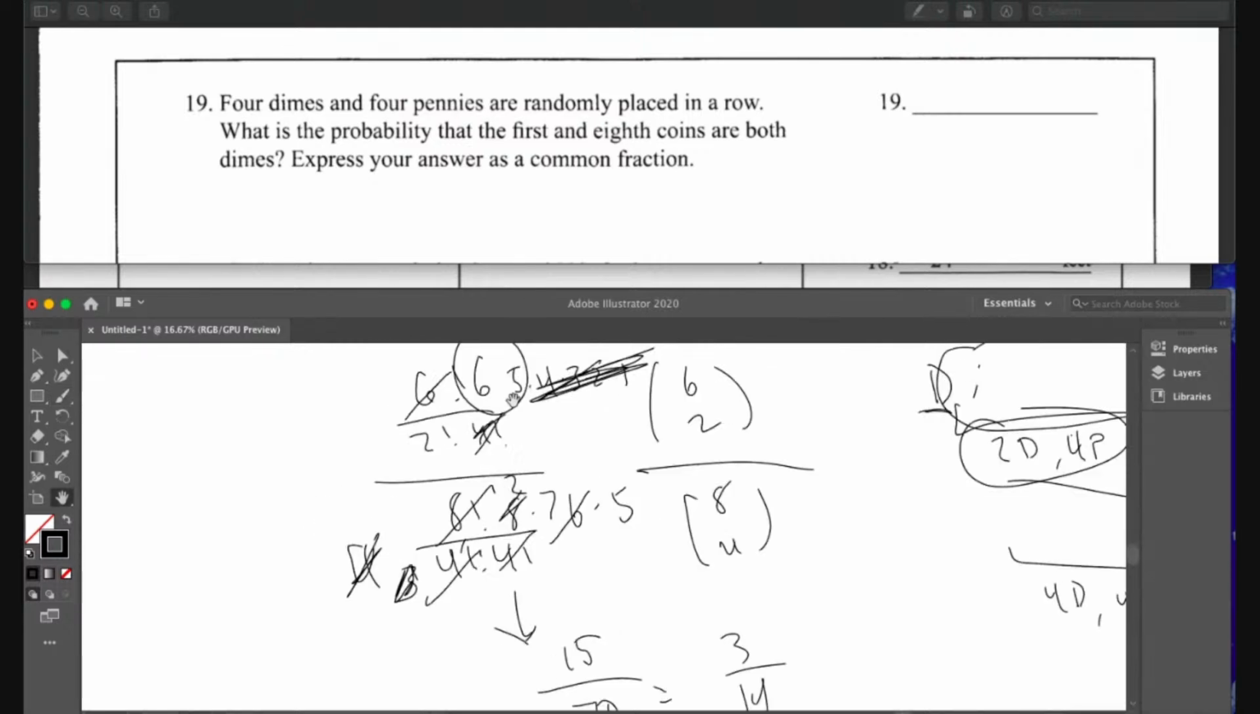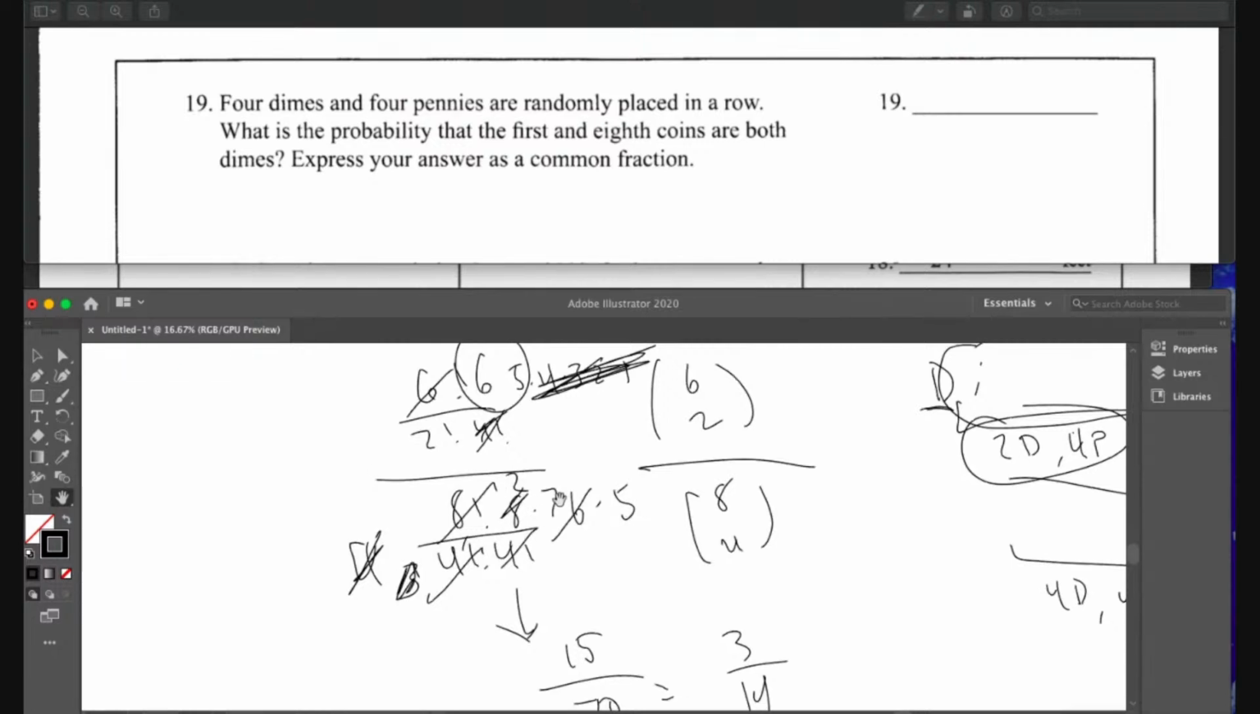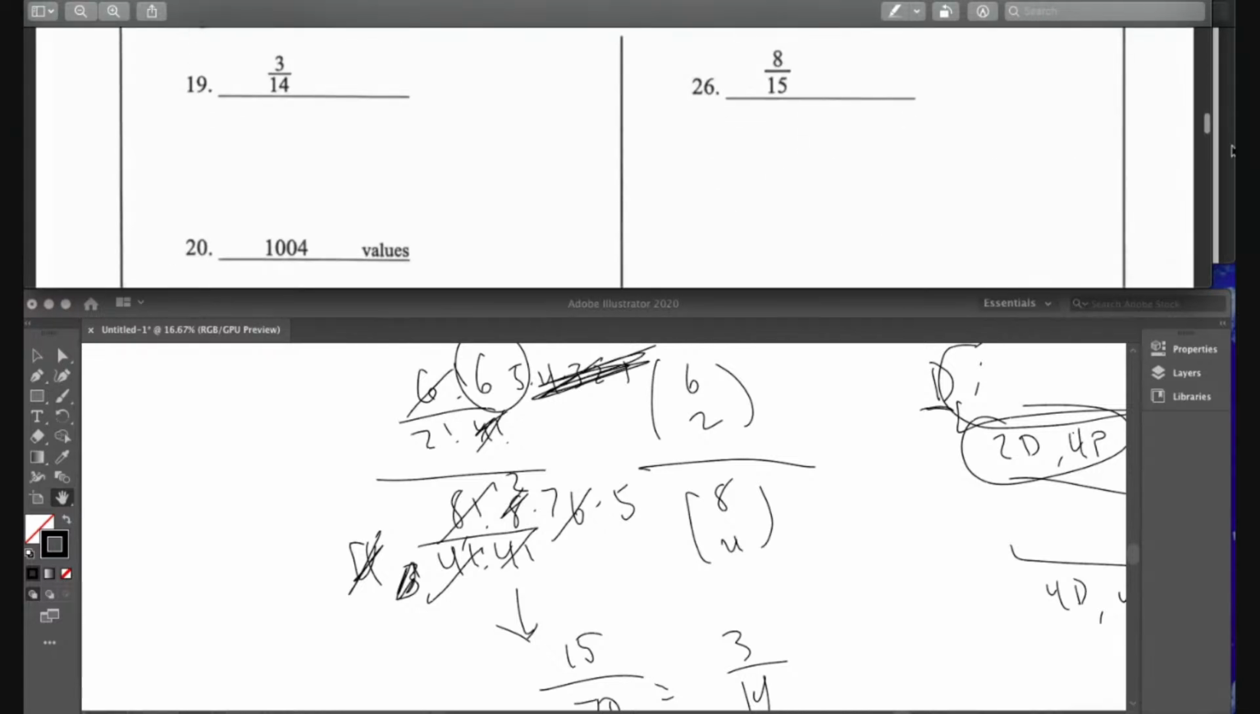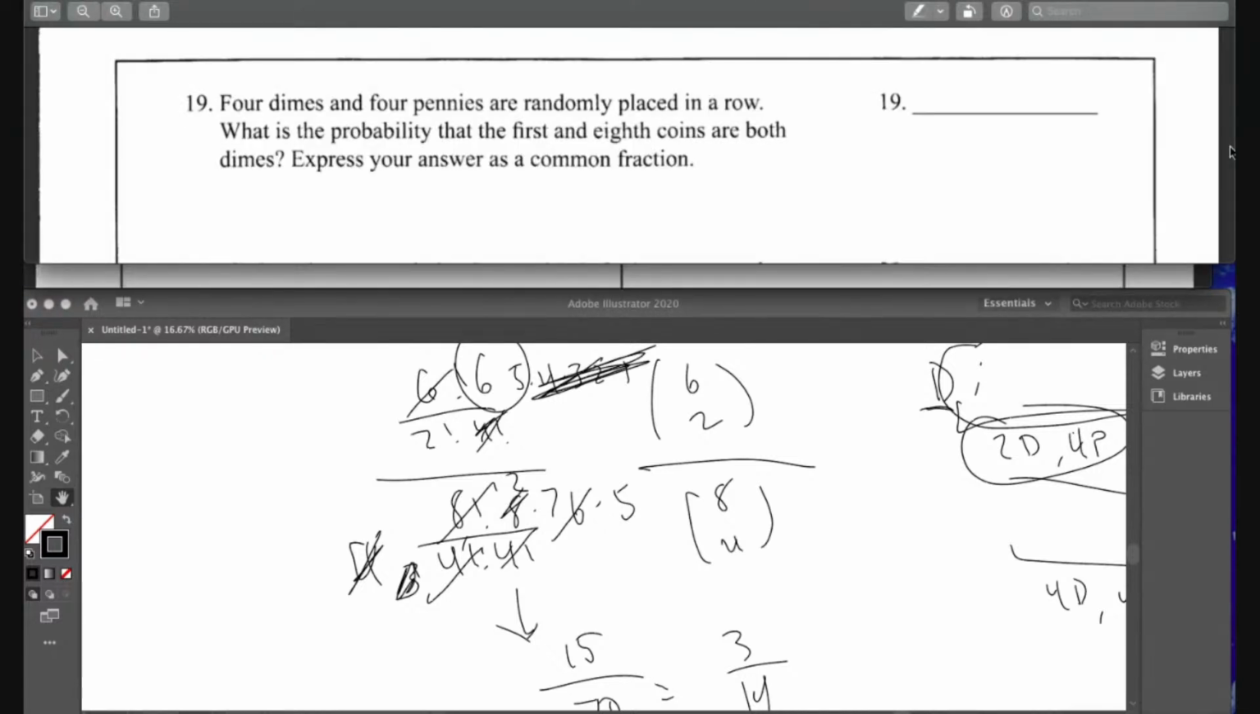And yeah, you do have to calculate the factorials by hand since this is sprint and you don't have a calculator, but this is not too bad. And then look here, and yeah, 3/14 is the correct answer.